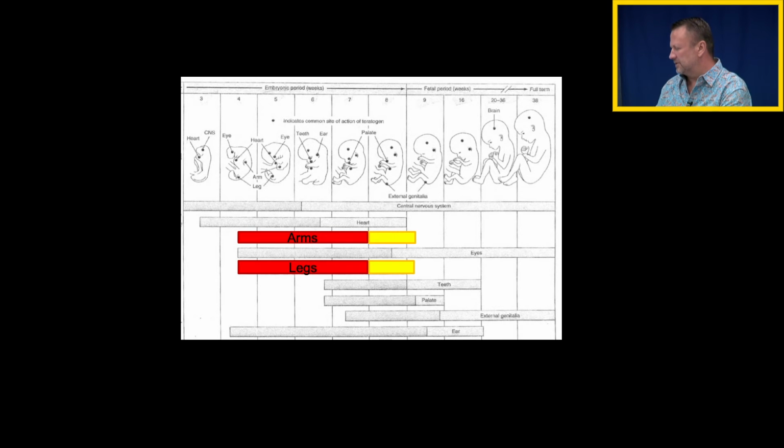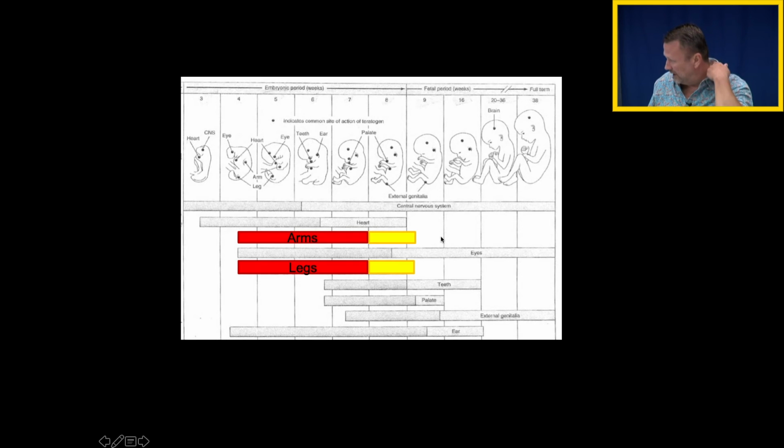the arms and legs. Around week 7, and between 7 and 8, the development of the arms is wrapping up, and so if the teratogen begins to be exposed to the embryo around week 8, maybe we can expect some minor abnormalities, but at this point the arms and legs are pretty much well developed. After week 9, the arms and legs are developed.